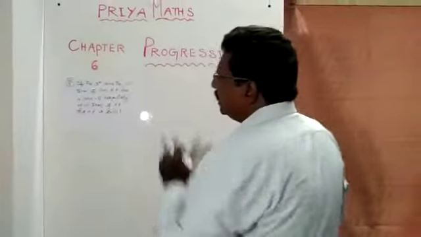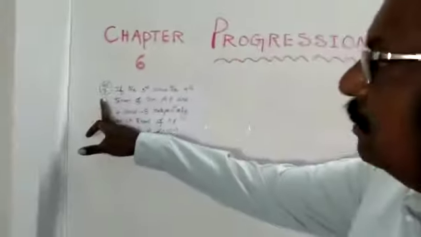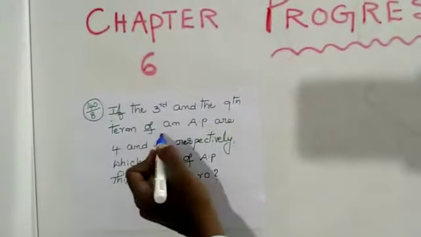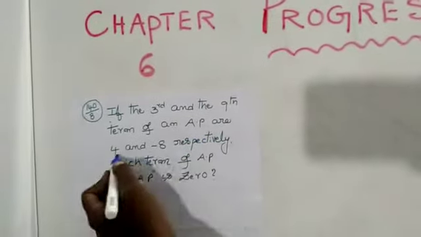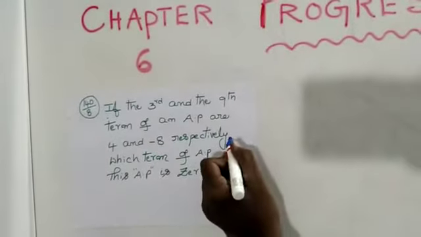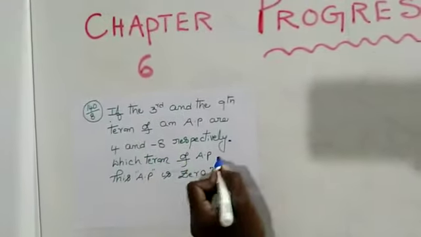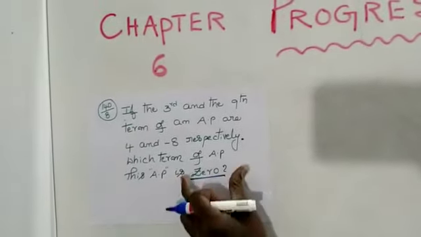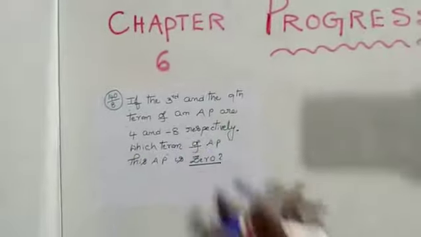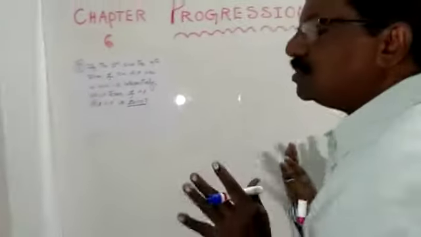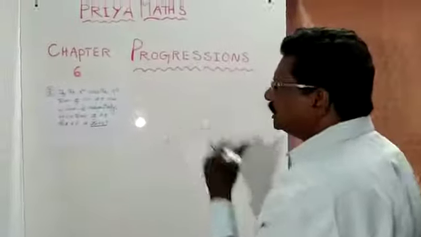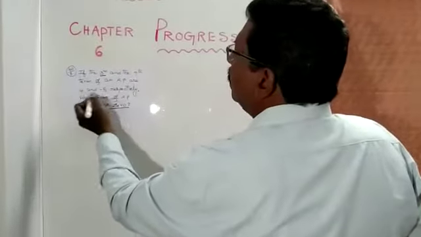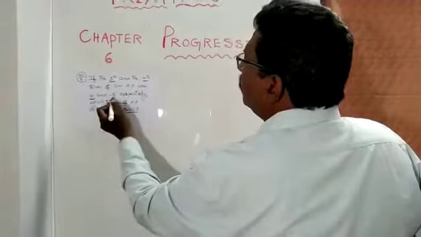Okay students, next, page number 140, problem number 8. If the third and the ninth terms of an AP are 4 and minus 8 respectively, which term of this AP is 0? Which term is equal to 0? So you have to find n. He gave the third term equal to 4 and the ninth term equal to minus 8.